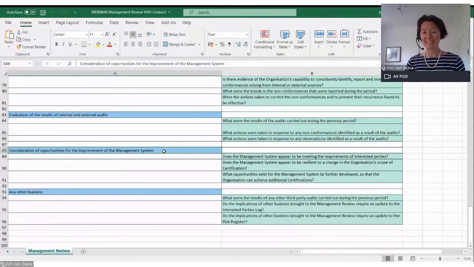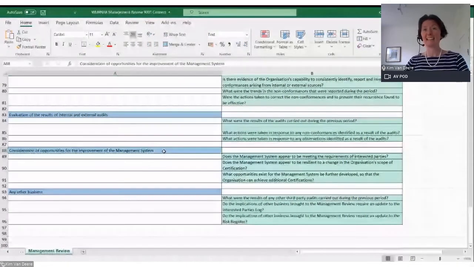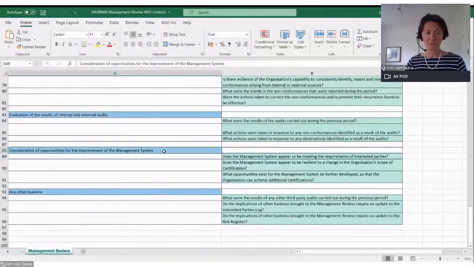being better at meeting client requirements, getting more efficient, saving money, being streamlined, having processes in place which protect the environment, again, if it's a 14,001 system, protecting data if it's a 27,001 system. As I say, lots of other good things there. And then any other competent business, last item on the agenda there.